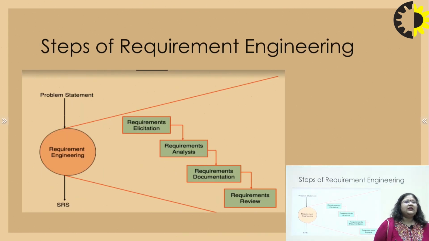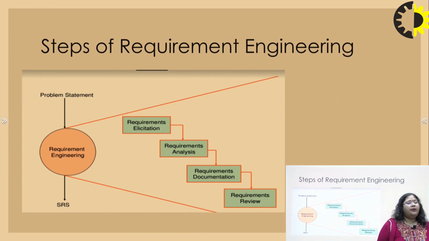Now these are the steps of requirement engineering. The first step is requirement elicitation, second is requirement analysis, third is requirement documentation, and the last is requirement review. Today I emphasize requirement elicitation. In this topic we have to completely define what requirement elicitation is and what the basic techniques of requirement elicitation are. I already explained what requirement engineering is.